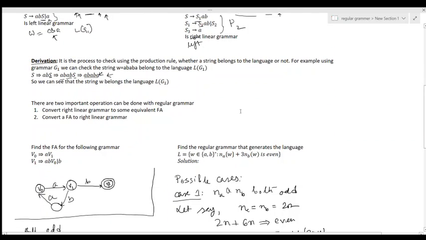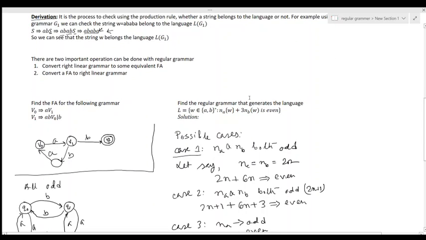Now the next step is what kind of operation we can do with this grammar. The most important thing, as we already said, is that this is a part of the regular language, and regular language is always associated with some form of machine like DFA or NFA, or combined we can say finite automata. So obviously there can be some equivalent finite automata for the corresponding regular grammar. So the two operations are to convert this right linear grammar to a finite automata, and then from finite automata to a right linear grammar.